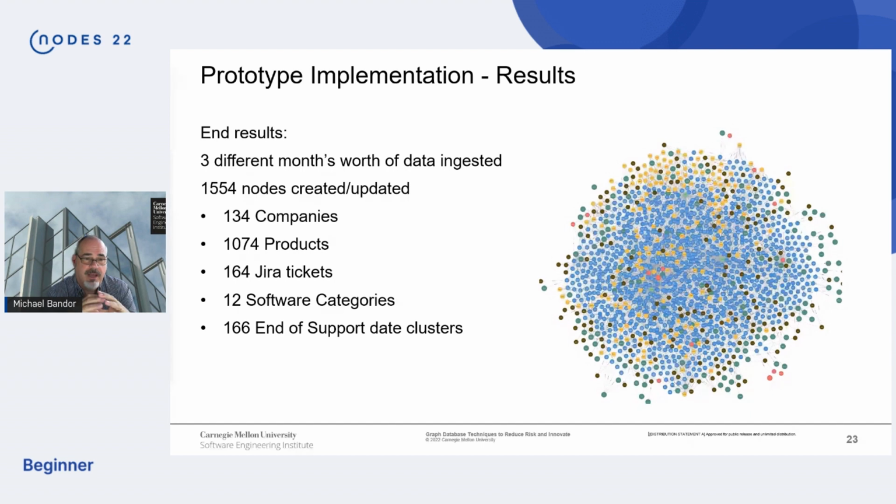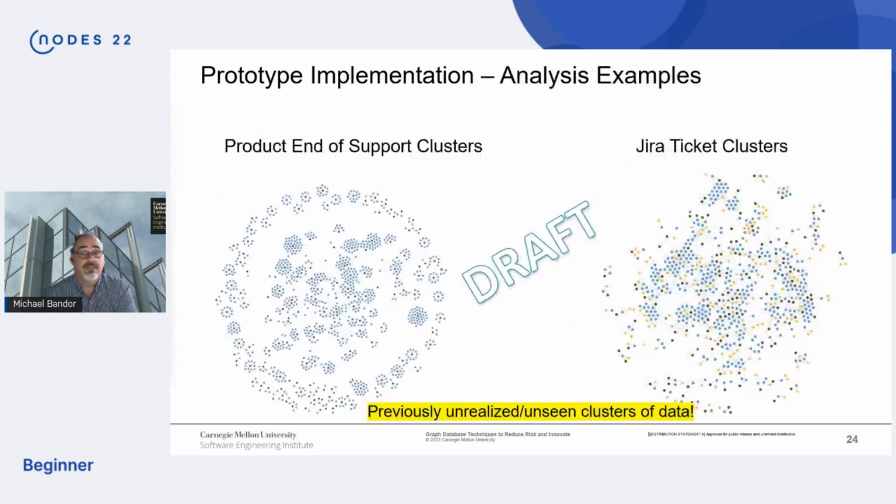And if you remember, I talked about doing that end of support date cluster with just the year and the month. We ended up having 166 clusters of expiring data or expiring products that, again, was not necessarily visible using the spreadsheet, but then it was using it as a graph.